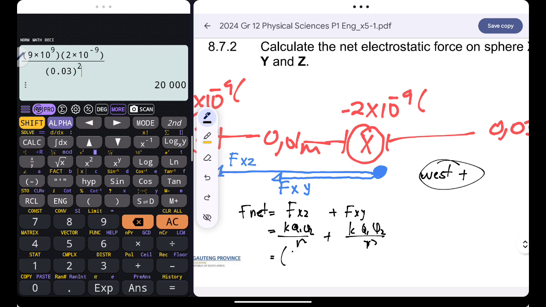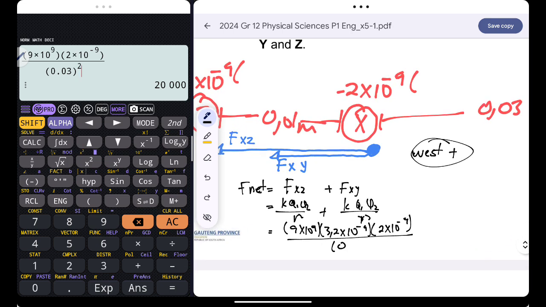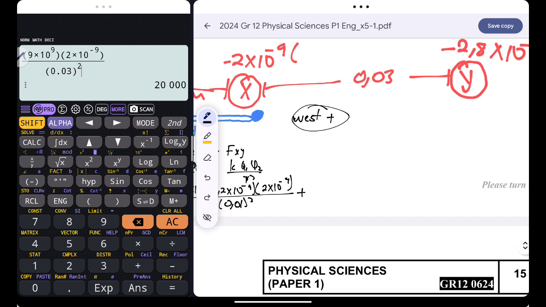That's just 9 times 10 to the power 9. I have 3.2 on charge Z times 10 to the power of negative 9, and then that's 2 times 10 to the power of negative 9 on charge X. The distance between X and Z, guys, is just 0.01 meters, plus the electrostatic force between charges X and Y.